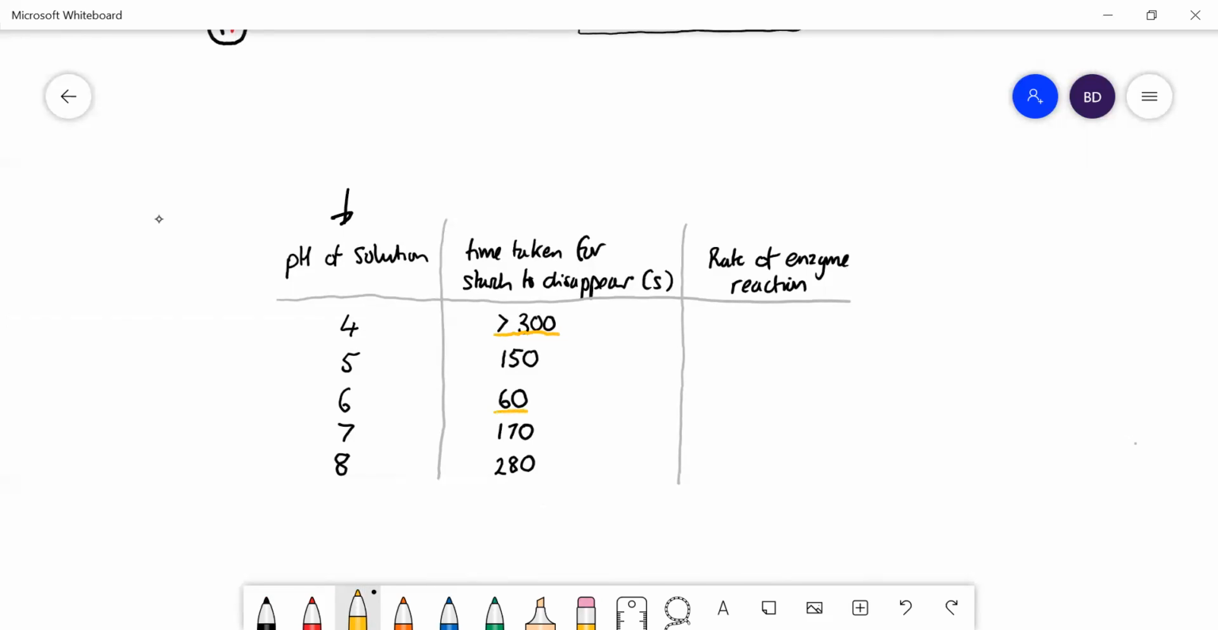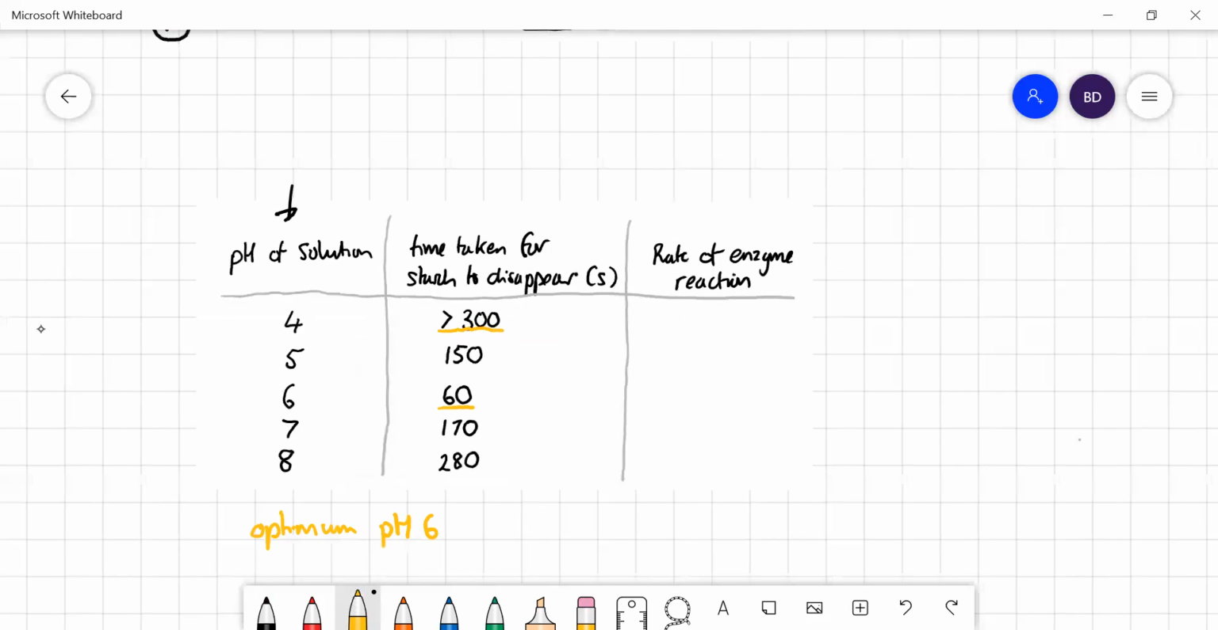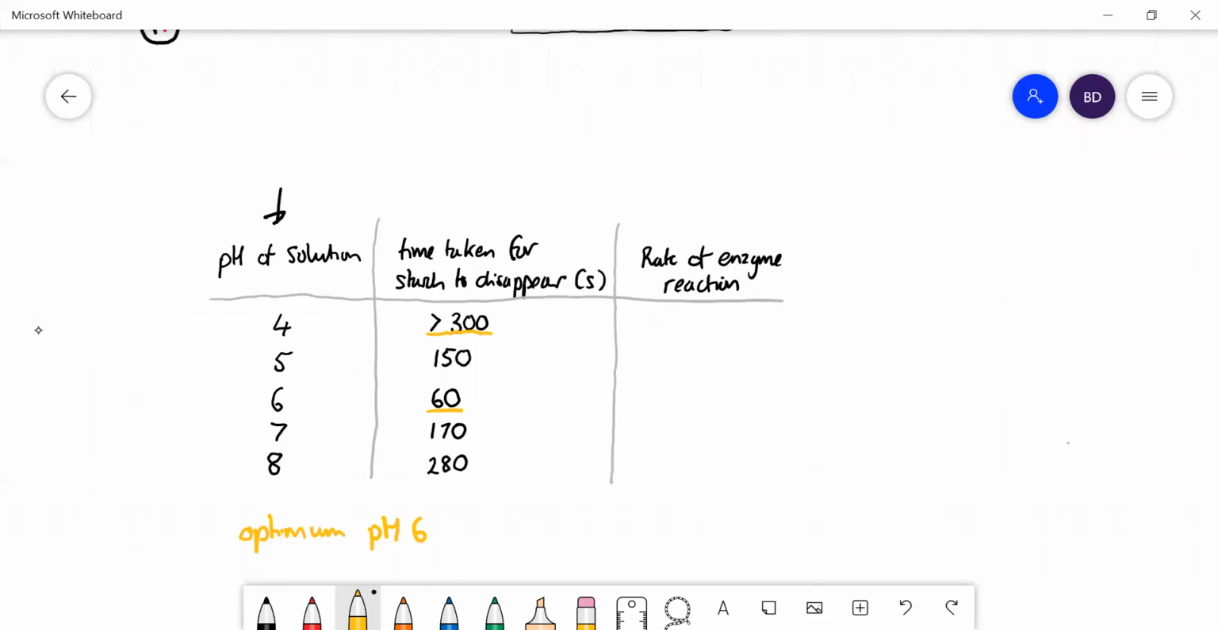So that would appear to be the optimum pH. The optimum pH for amylase would appear to be 6. At pH 7, it took a little bit longer, 170 seconds. pH 8, 280 seconds. Now, if you want to, you can actually work out the rate of the enzyme reaction, because what we've looked at there is the time taken for the reaction to complete, which is not the same thing. So you can see here that rate would be proportional to 1 over the time taken.